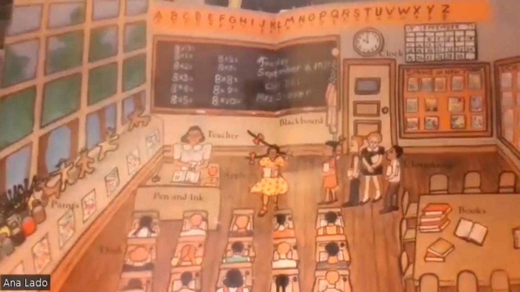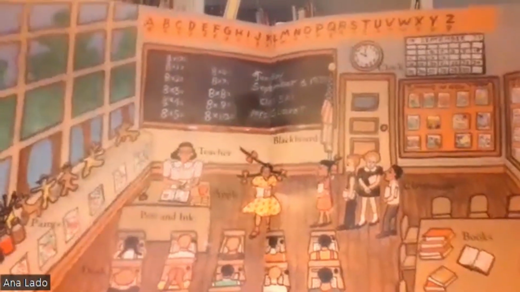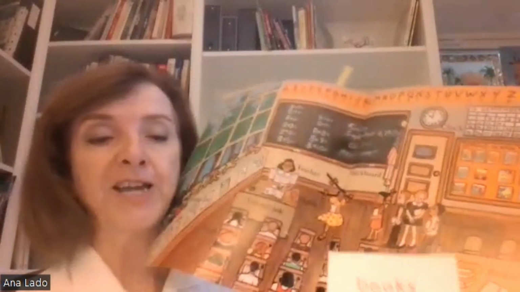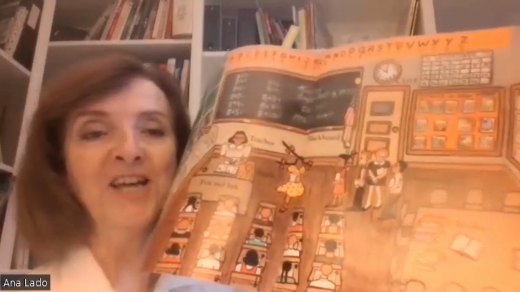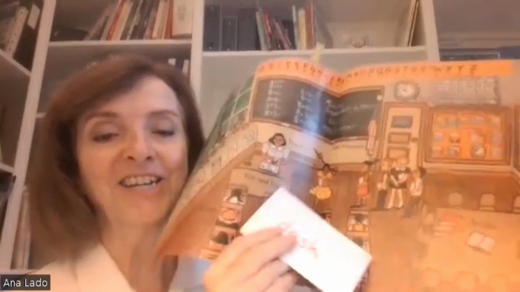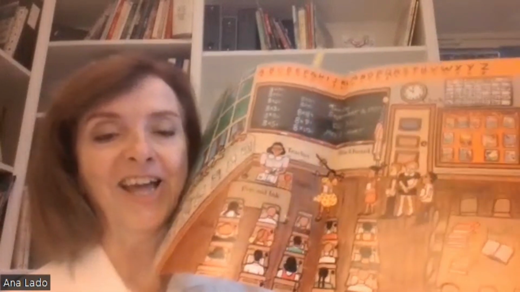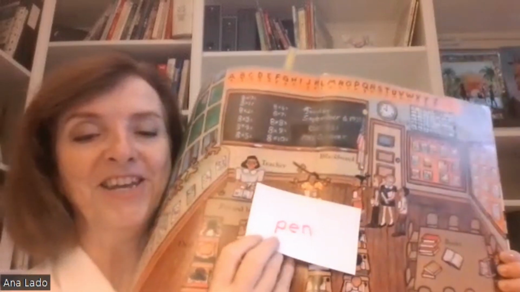So the next page, as is the pattern of this entire book, there's a 2-page spread where each one of the 9 words appears in a setting. So the students can find the books. They can find the clock. They can find the desk. And the teacher has a pen in her hand. Pen.